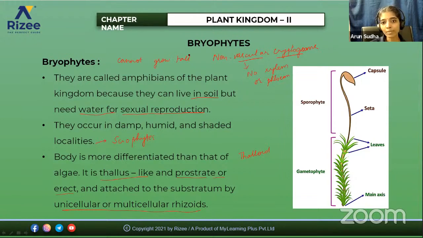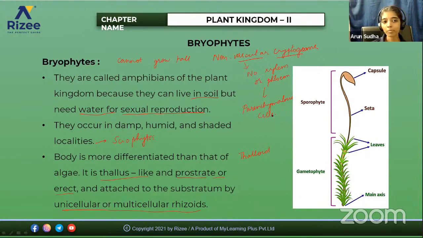If there is no vascular tissue, how is conduction taking place? The conduction is by parenchymatous cells. So these are the main characteristic features of bryophytes.